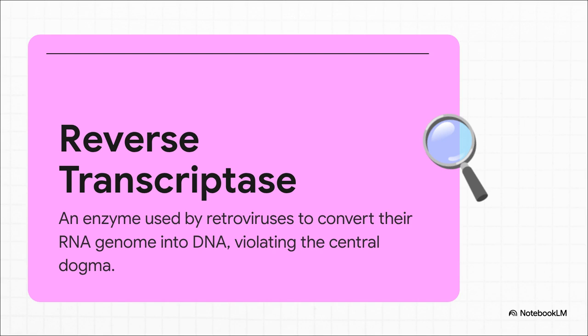Well, reverse transcriptase does exactly what it sounds like. It breaks that rule. It reverses the flow, turning the virus's RNA code back into DNA. And that new DNA can then get stitched directly into our own chromosomes, becoming a permanent part of the cell.